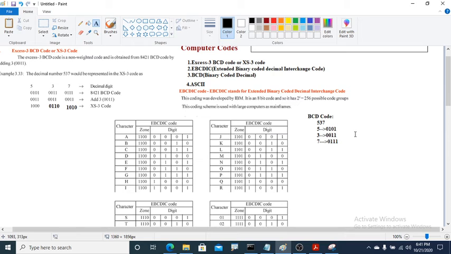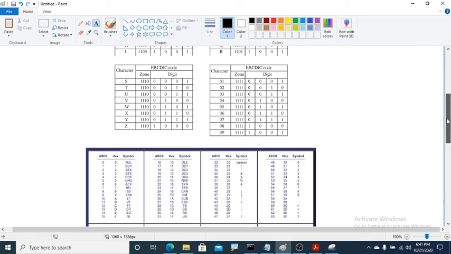The chart is also very easy. From A to I, a total of 9 alphabets are there. The remaining things you know how to write. Okay, so this is about the EBCDIC explanation. Let us move on.